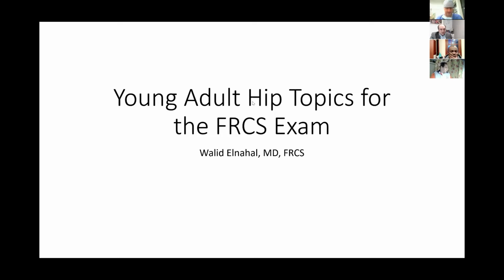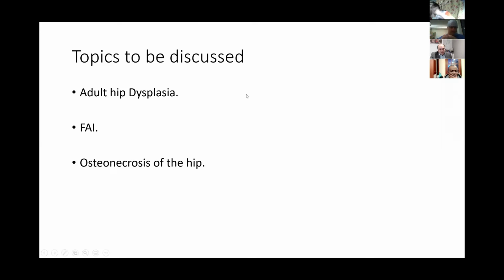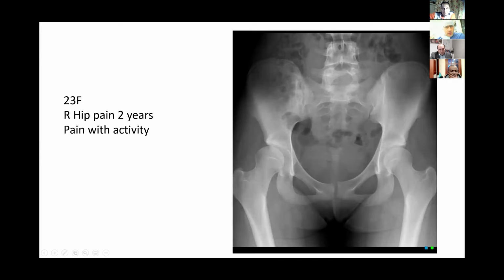These are the three topics I picked for today: adult hip dysplasia, femoroacetabular impingement, and AVN of the hip. If you're happy to make this a bit interactive, we can try to do that. This is an X-ray of a 23-year-old lady with hip pain on the right side for the past couple of years, mainly with activity. If anyone would volunteer, give us a comment about what you can identify on the X-ray and how you would assess and manage that patient.